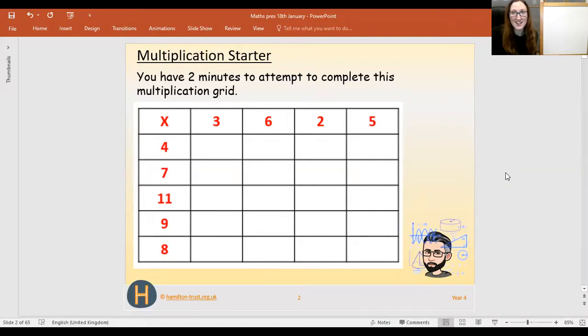If you think you are going to do it quicker than 2 minutes, then can I suggest that you set a timer so you can work out exactly how long it takes you, and then each day try to beat that time and beat your personal best. Okay, pause the video now, draw out your times table grid, and then give it a go as quickly and as carefully as you can. Off you go.